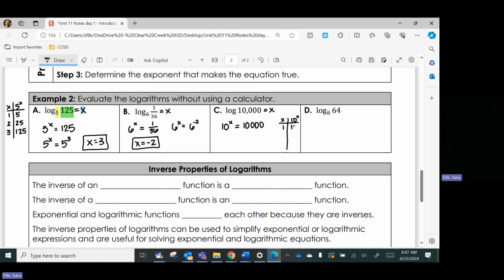10 to the first power is 10. 10 squared is 100. 10 cubed is 1,000. And 10 to the fourth would be 10,000, right? So that x is 4. When you're looking at a base 10 and it equals just 1 with a bunch of zeros behind it, it's the number of zeros that tells you the power. So there were 4 zeros, so that was 10 to the fourth power.